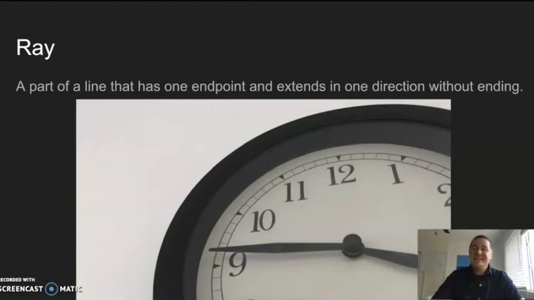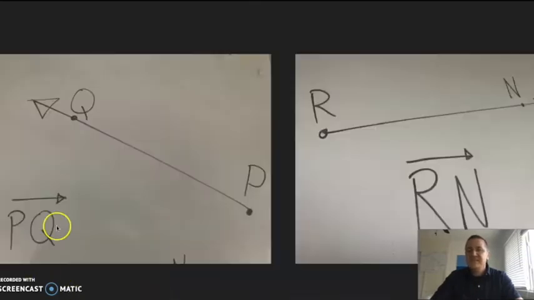The next one is a ray. A ray is a part of a line and part of a line segment. In other words, it has one endpoint and one end that goes on forever and ever and ever. In this example, I took a picture of a clock on my wall. Here's the endpoint. And from this endpoint, there's an arrow going outwards, okay, pointing out into that direction. This can be symbolized as well to have one endpoint and one arrow.